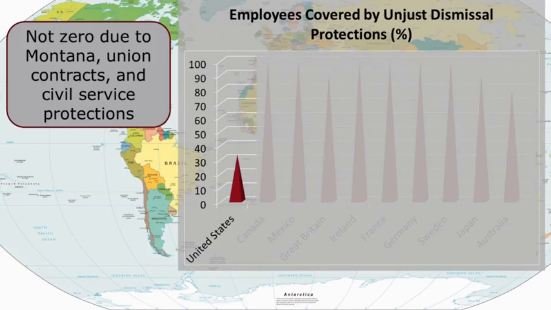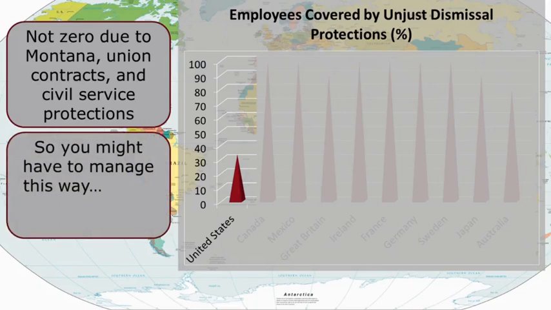I've already argued that the United States has very weak just cause protections. However, a very small fraction are covered in Montana. A larger fraction are covered by union contracts that have unjust dismissal protections, and there are also some civil service protections in some states that have unjust dismissal protections. So overall, probably about 30 to 35% of U.S. employees are probably covered by unjust dismissal protections.